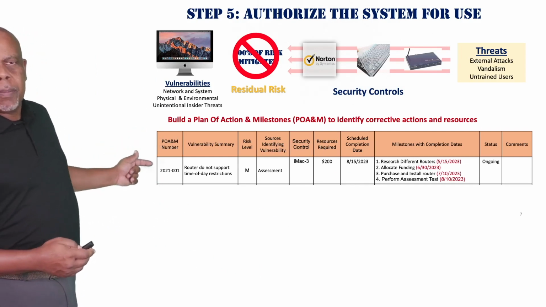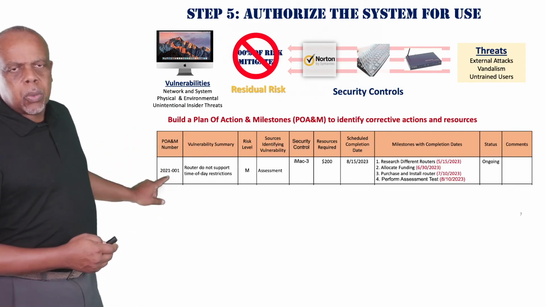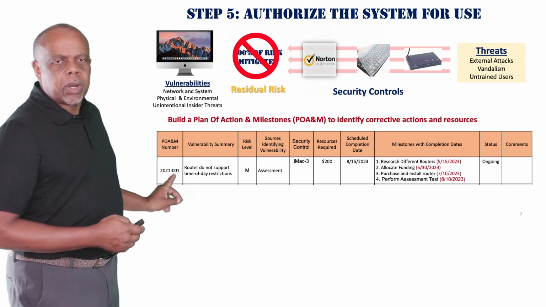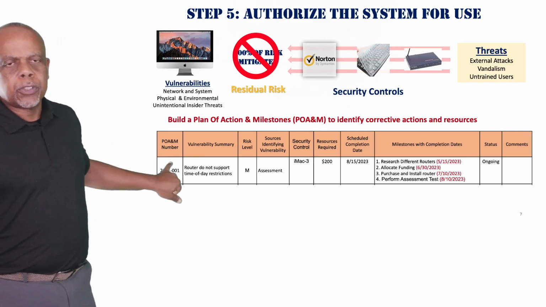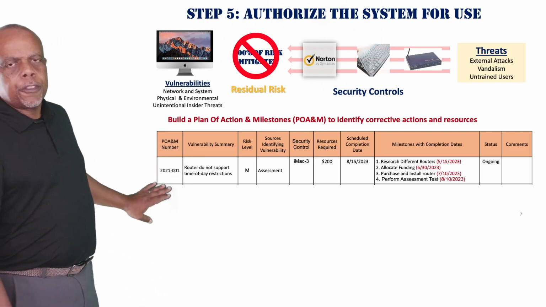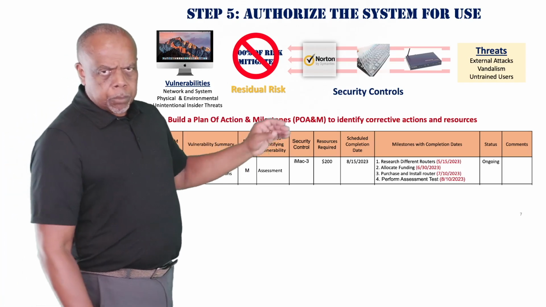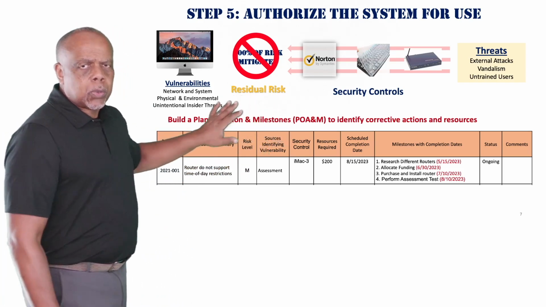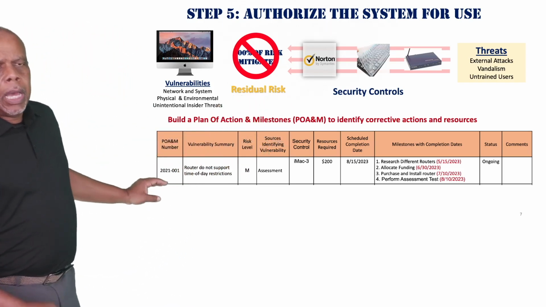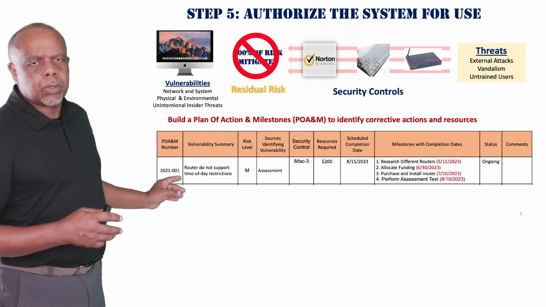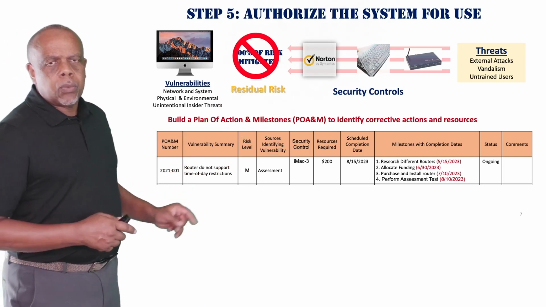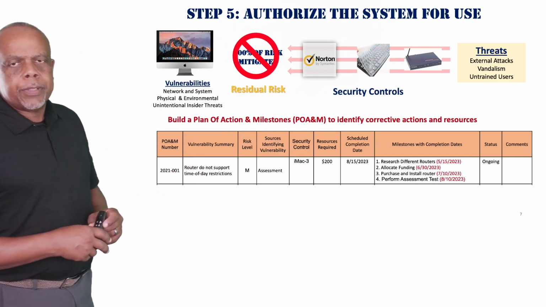So here we go. My first POAM, 2021, that's the year I first started working on this, 001. So that's the first POAM, the first component of residual risk that I need to start to track and see what resources. So what is that one? Router does not support time of day restrictions.